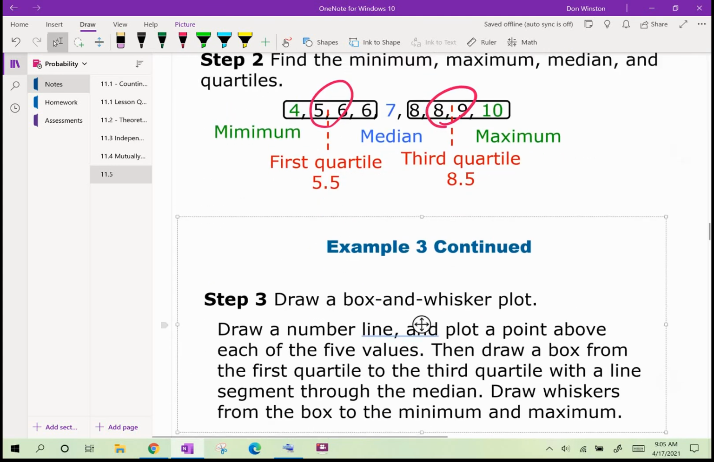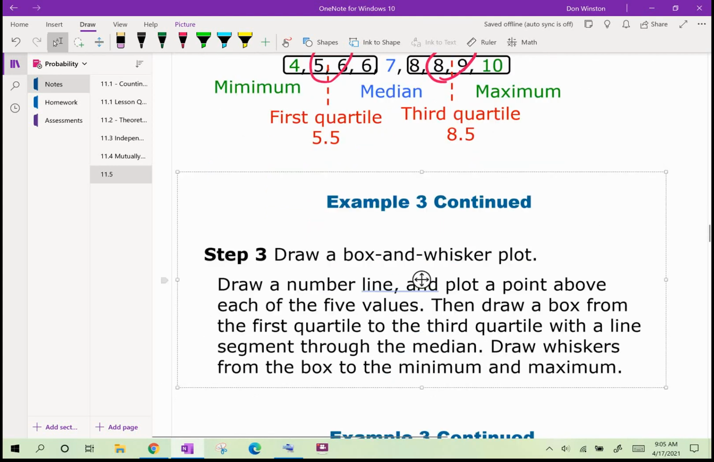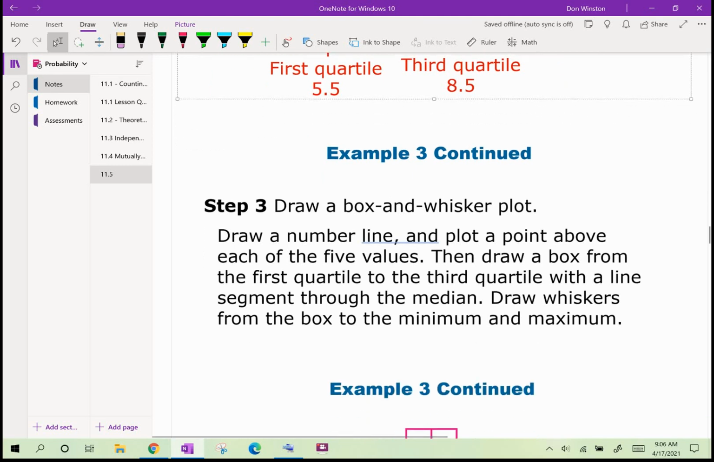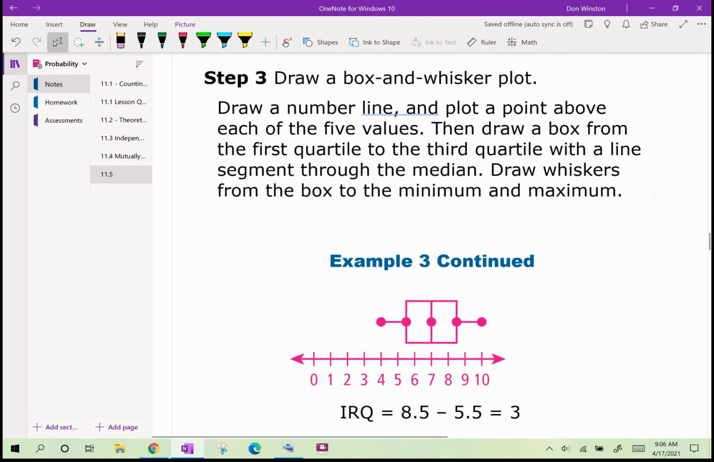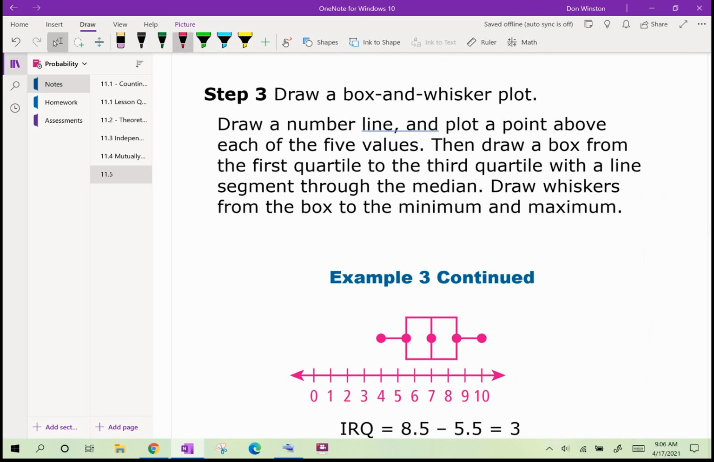Okay, so we'll make the box and whisker plot now. So let's do this. Draw a box and whisker plot. Draw a number line and plot a point above each of the 5 values. Then draw a box from the first quartile to the third quartile with a line segment through the median. Draw whiskers from the box to the minimum and max. So this is what they did. If you go back up here, our median was 7, and there's 7 there.